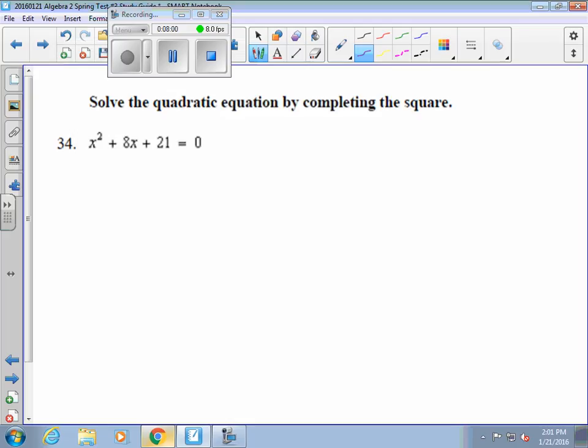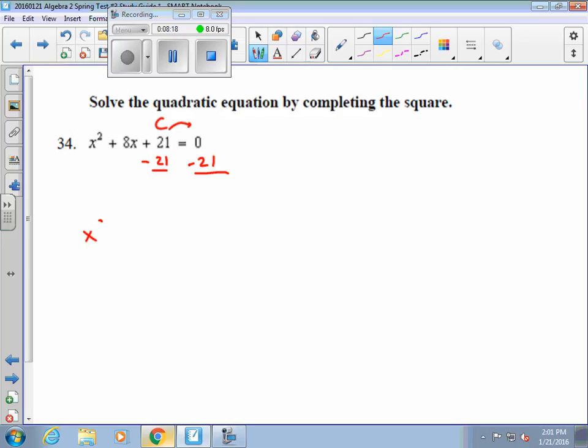Solve this quadratic by completing the square. Remember, to complete the square, you need a perfect trinomial, which means you need a perfect value for your C. Right here we have 21. There's no perfect square in C. So we need to move that 21 over by subtracting 21. When we do it there, we'll do it here.